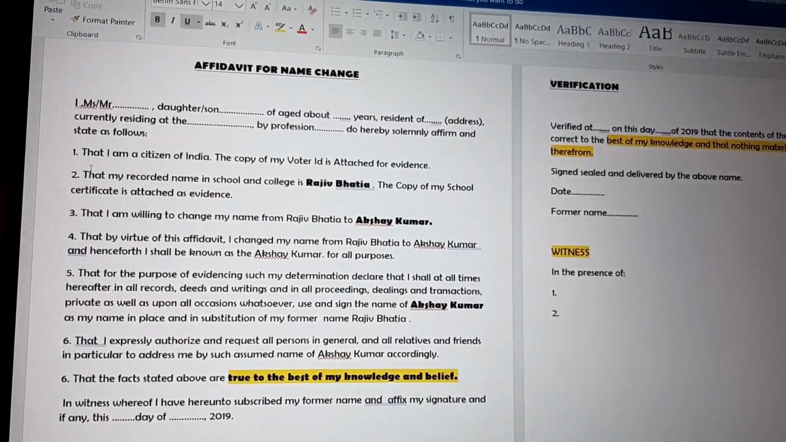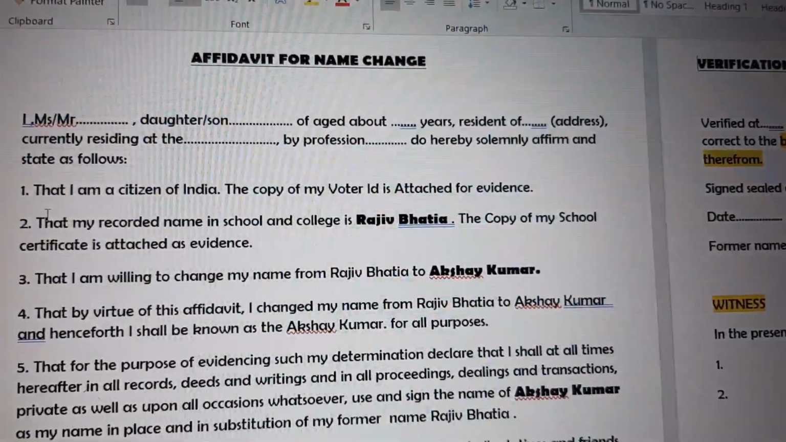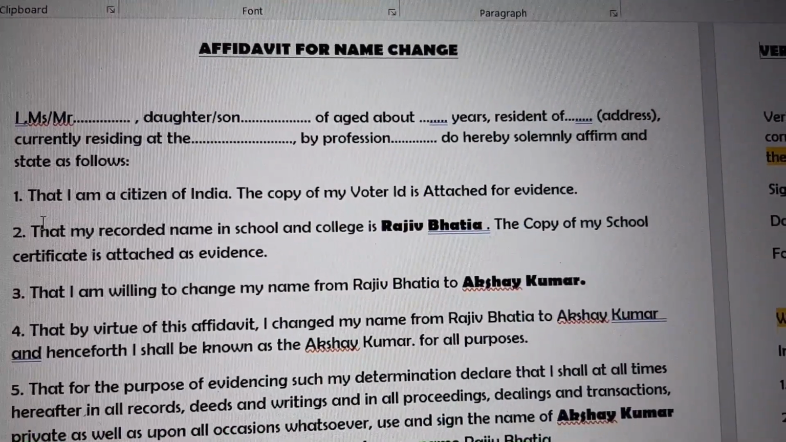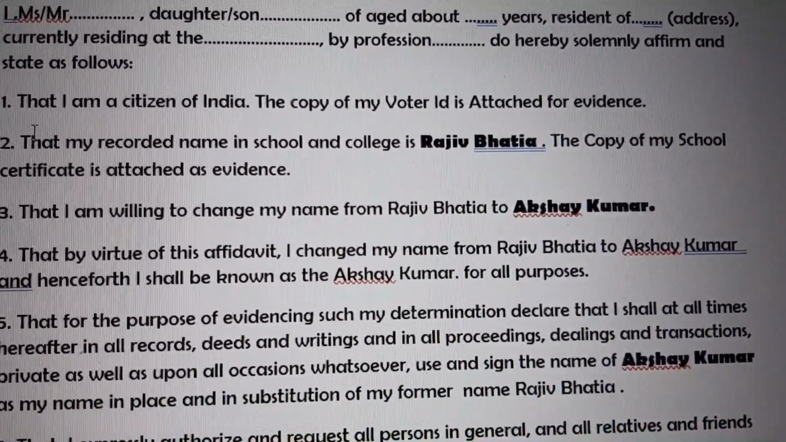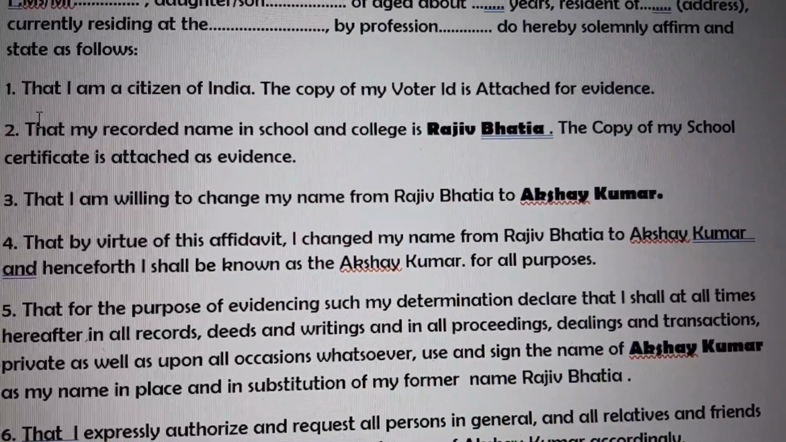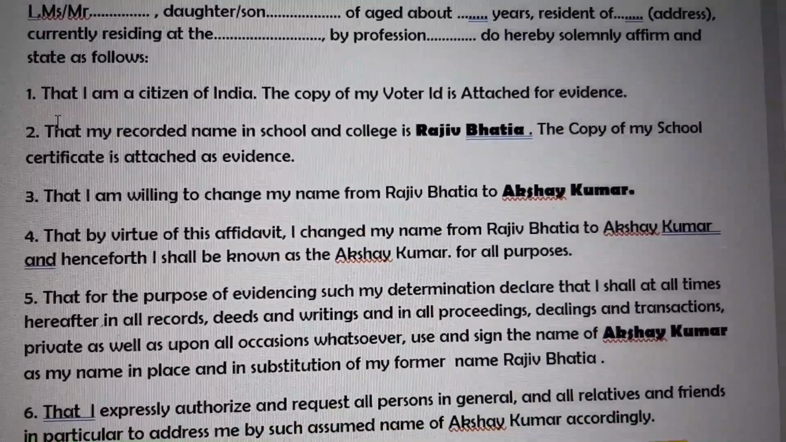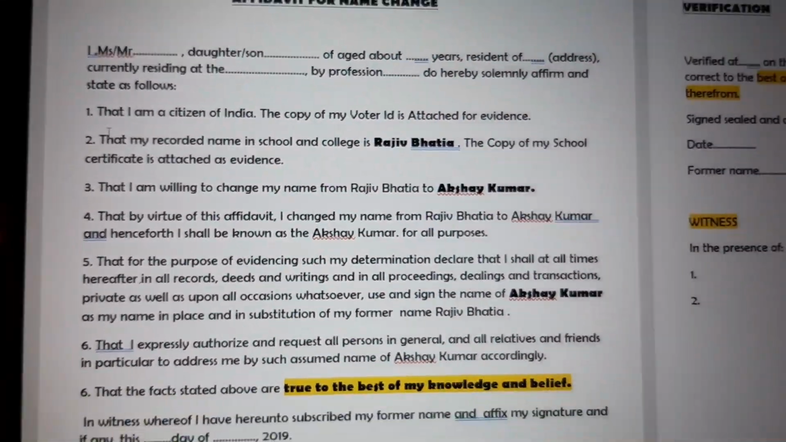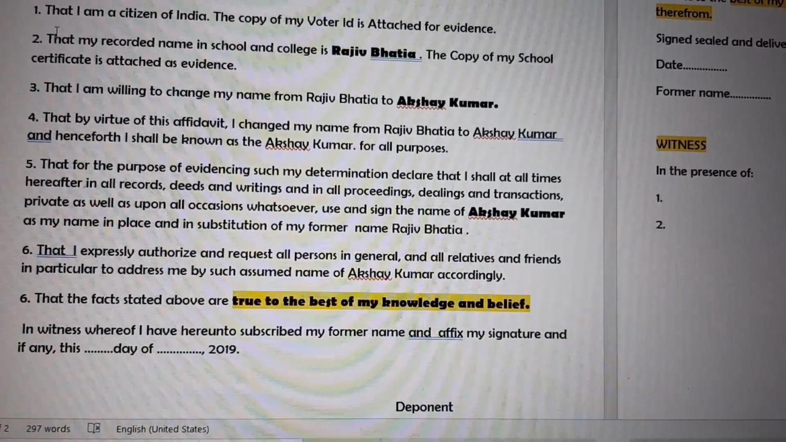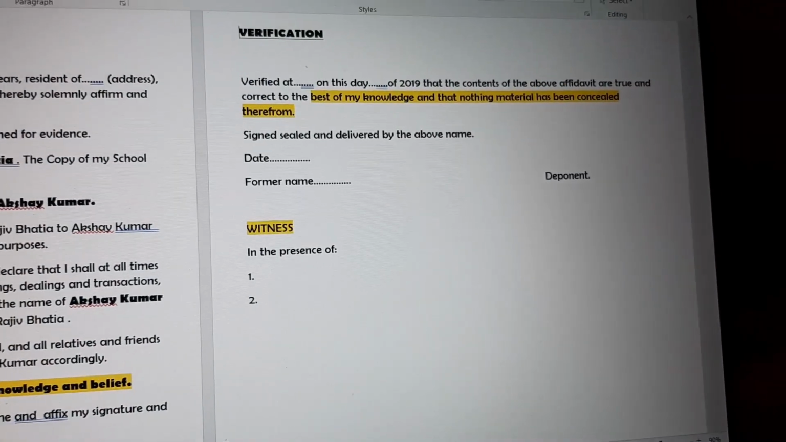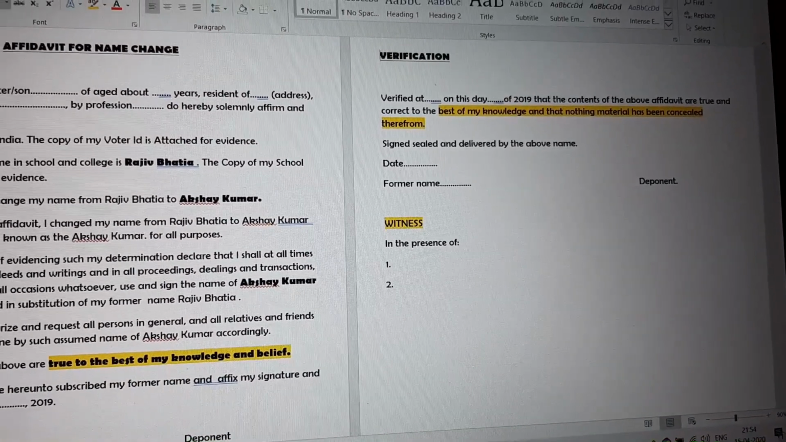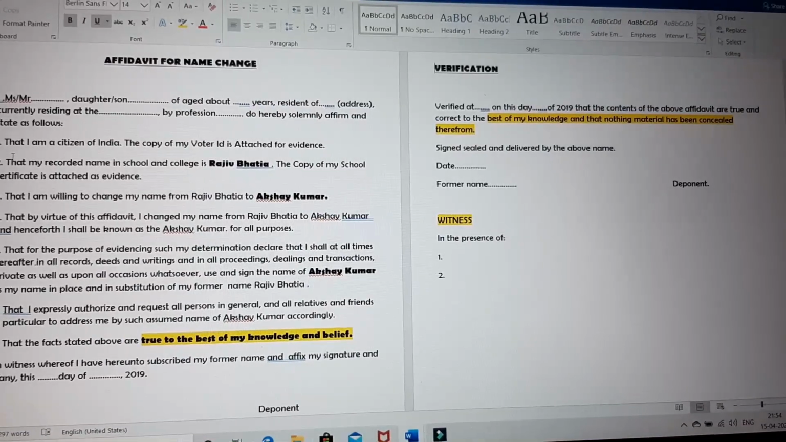Now I'm showing you a format of a name change affidavit. Particularly, it begins with who am I, Miss or Mr., daughter or son of this person, aged about this many years, resident of, so your address has to be given, and if you're currently residing at any other place, that address is also required to be mentioned in the affidavit. By profession, this, do hereby solemnly affirm and state as follows.